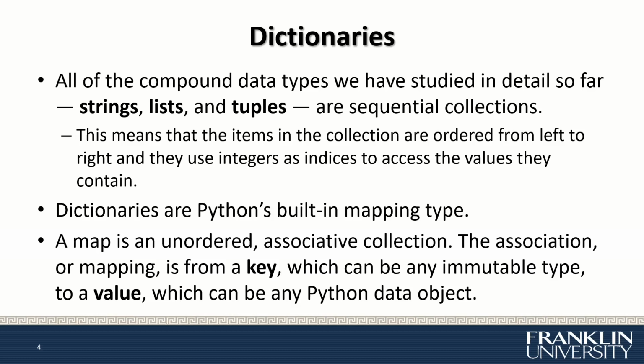Dictionaries are Python's built-in mapping type. A map is an unordered associative collection. The association or mapping is from a key, which can be any immutable type, to a value, and the value can be any Python data object. The key must be an immutable type, such as number, string, or tuple, but a tuple must contain only immutable data within that.